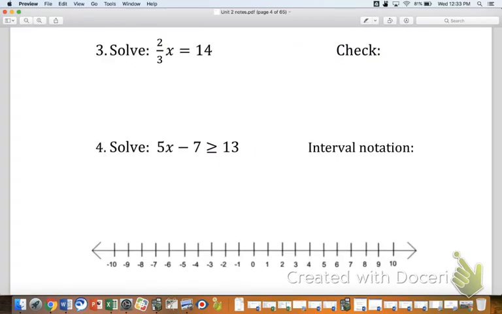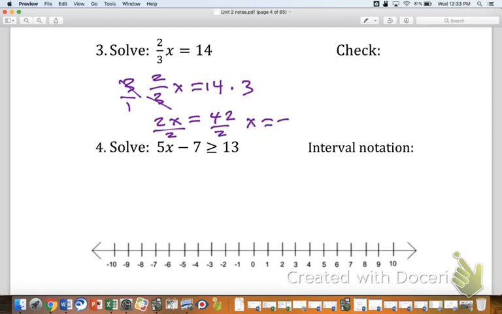There are 2 different ways you can do this. You've got 2/3 x is equal to 14. As I walked around, a lot of people asked, could I multiply by 3? Because we've done stuff like that already, and that's a perfectly good idea. If you multiply both sides by 3, the 3s cancel out, and you get 2x is equal to 14 times 3, which is 42. How would I then get rid of the 2? Divide by 2, and you get x is equal to 21.